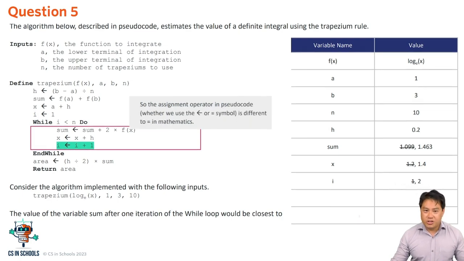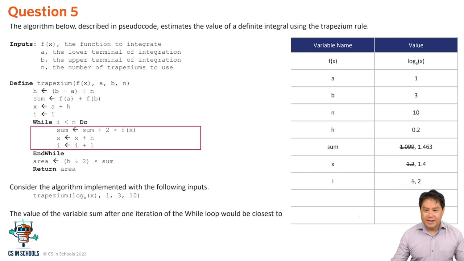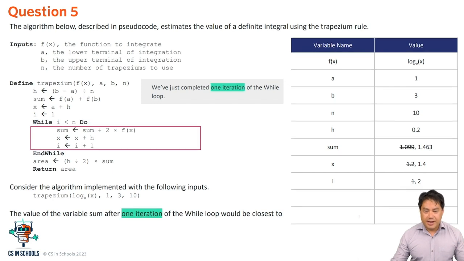So it's just a small point to keep in mind that in pseudocode, the assignment operator is not the same as the equal sign. Anyway, so we've done those 3 lines of code. We've just completed 1 iteration of the while loop. And if we consult our question again, it's asking us for the value of the variable sum after the 1 iteration of the while loop. So we've done the 1 iteration, so we can now arrive at our answer.